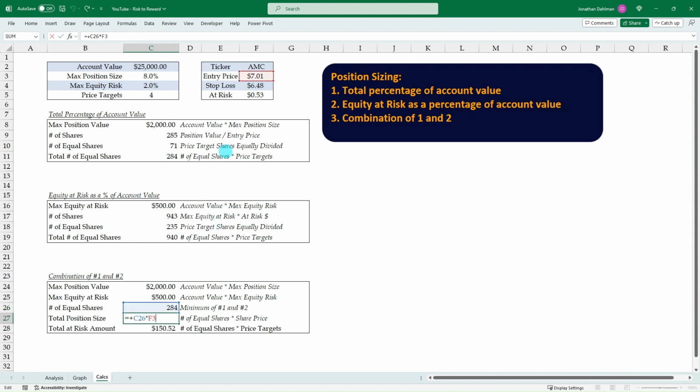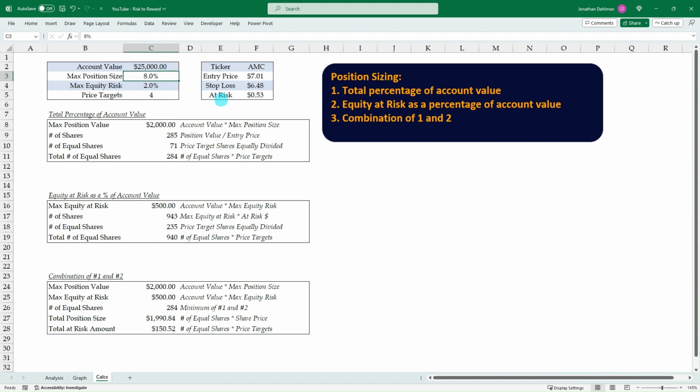And then I have here just what the position size would look like. 284 times our entry price gets us to $1,990.84, which is below our 2000. And then the equity at risk amount, which would be the 284 times the at risk dollar amount per share of 53 cents, gets us to $150.52. So that's below our $500 threshold. So that's how to combine two different position size methods to what I would consider the optimal amount that looks at how much you're willing to commit and how much equity you're willing to risk.